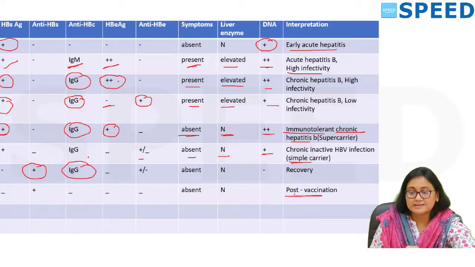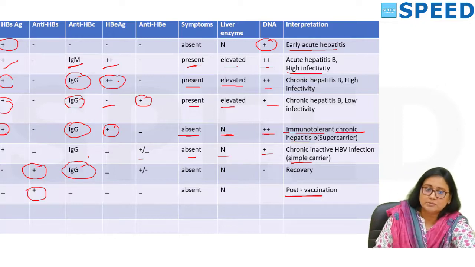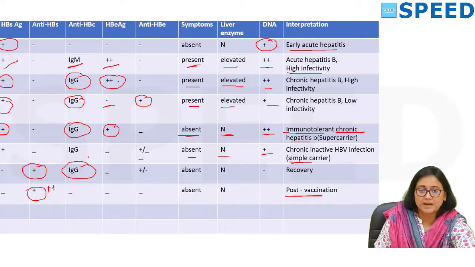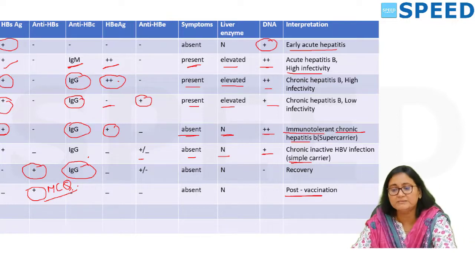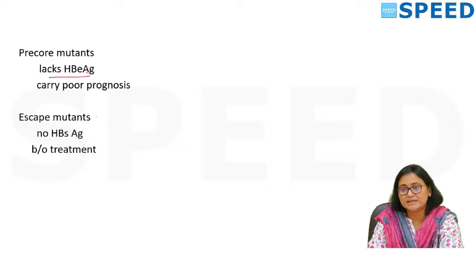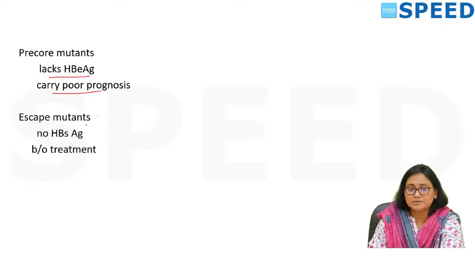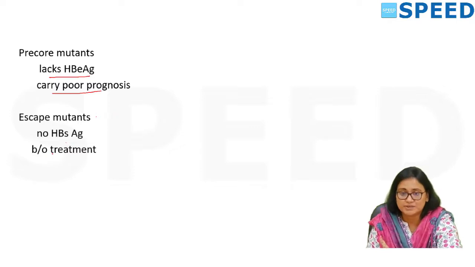If the person is vaccinated, what will you see? You will see only anti-HBs positive. So, post-vaccination, what you expect to see in markers is anti-HBs will be there. Rest all markers will be negative in vaccination. So, what is pre-core mutant and escape mutant? Pre-core mutants lack hepatitis B envelope antigen and have poor prognosis, whereas escape mutant will have no hepatitis B surface antigen and it's because of treatment, okay.